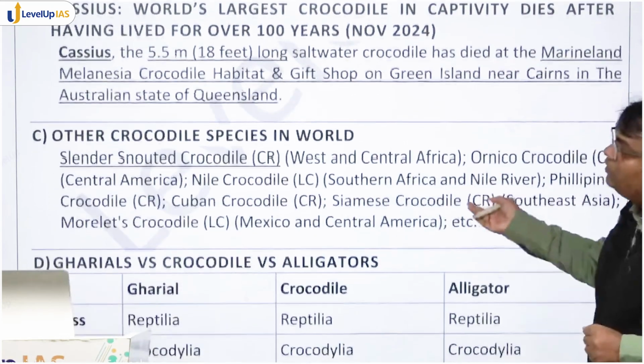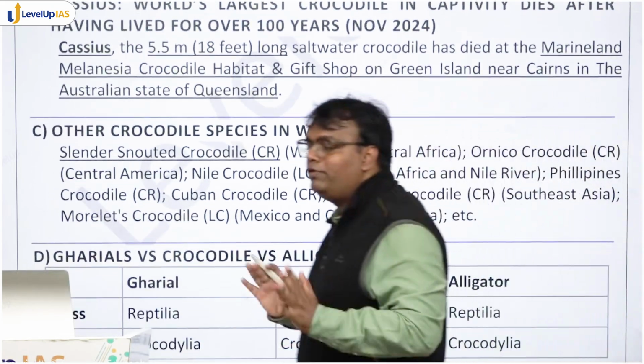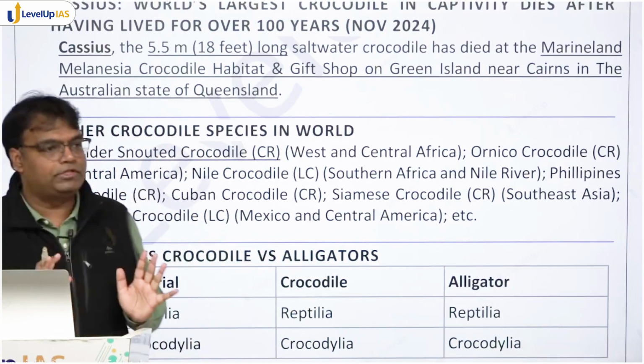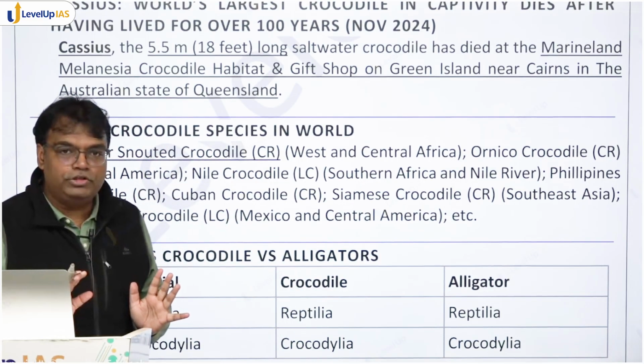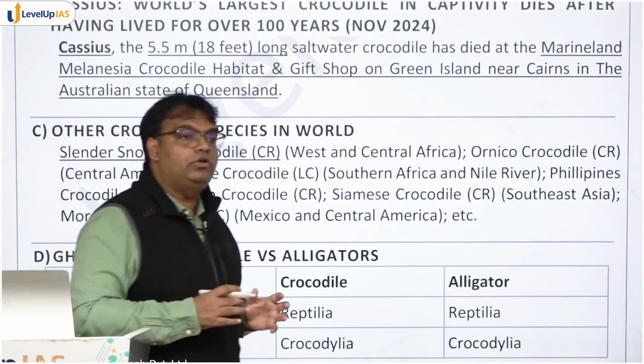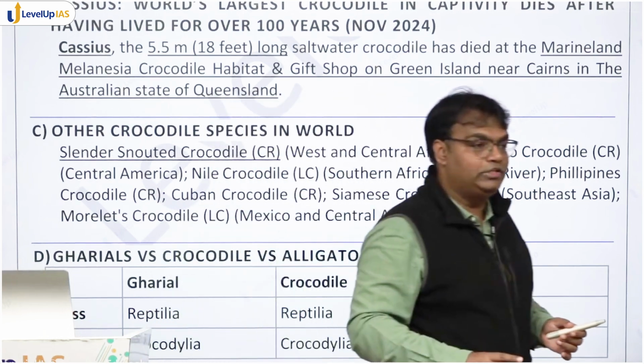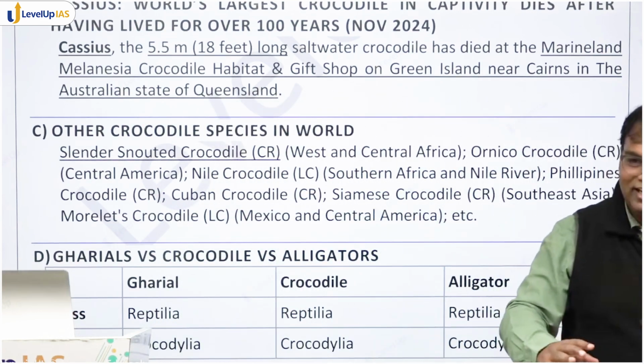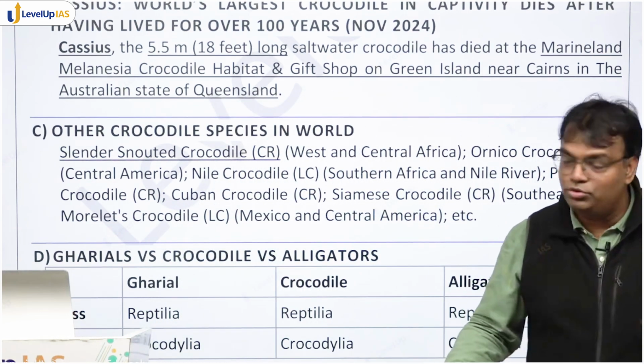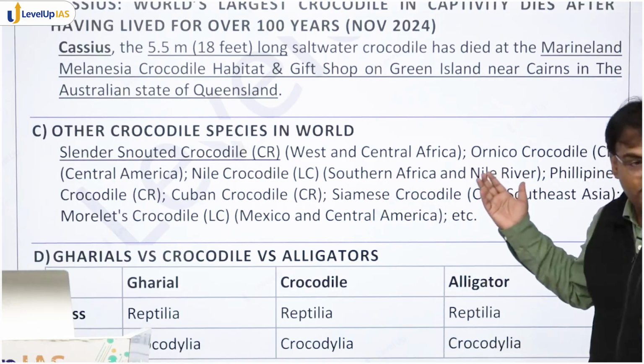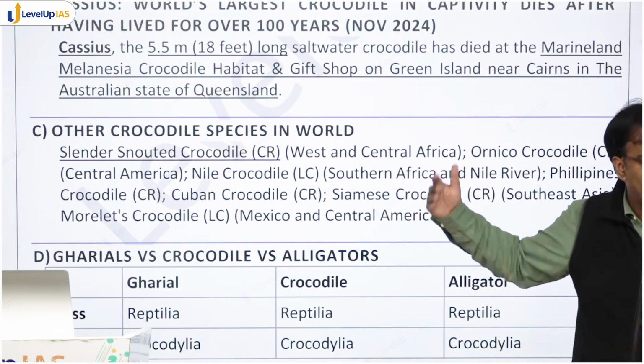Then there are other crocodile species in the world which are not found in India. We should know a little about this, because many times a question comes that there are only these 3 crocodiles in the world. No, in the world there are many other crocodiles too. In fact, I have not given the complete list here. It's just to tell you that there are other crocodiles also.